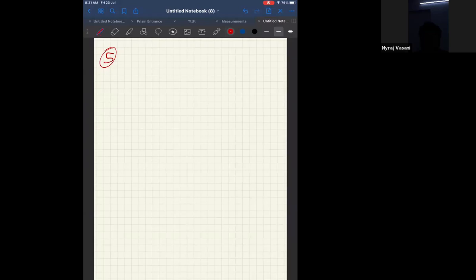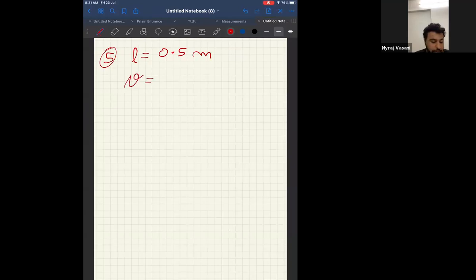Can I say question number 5? Length 50 centimeter. Therefore, can I say length is equal to 50 centimeter, meaning half meter or 0.5 meter. Correct? It moves with a velocity of 300 meter per minute perpendicular to a magnetic field.